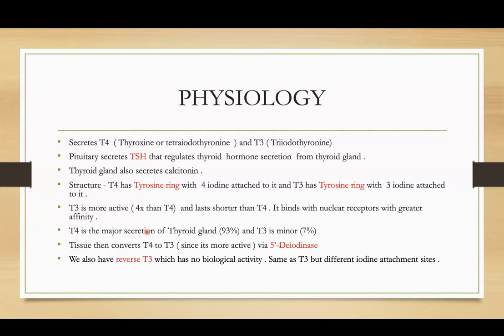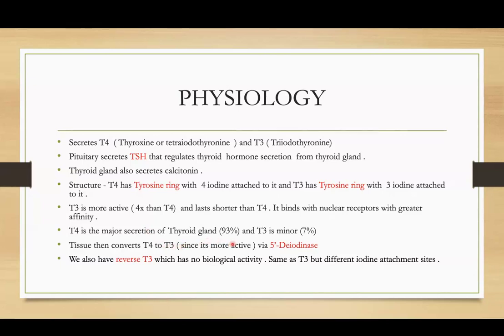So 93% of the hormones that are secreted by the thyroid gland are T4, and only 7% are T3. So once again, T3 is more active, but it lasts shorter, and it binds with greater affinity. But T4 is much more abundant and lasts longer, right? The tissue converts the T4 to T3.